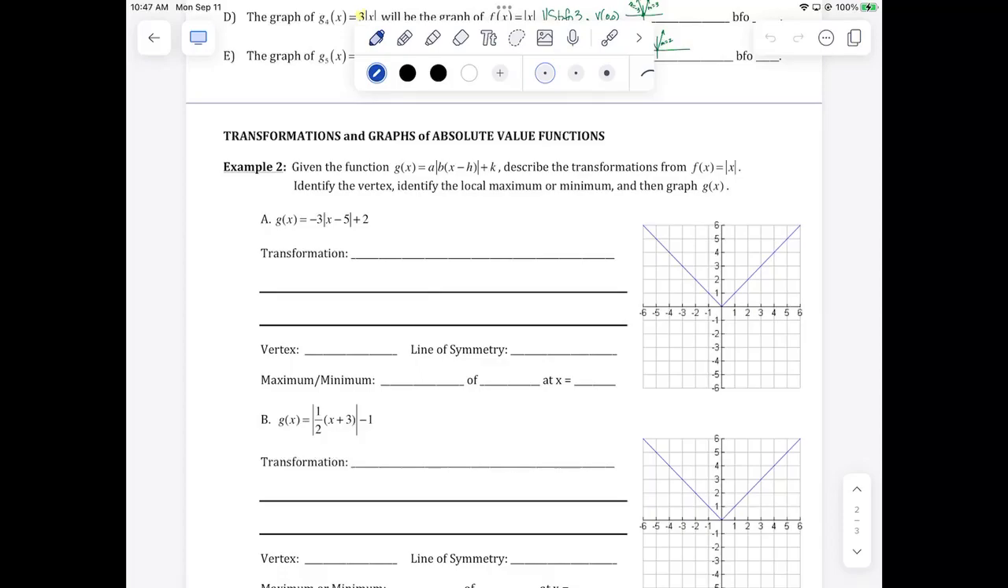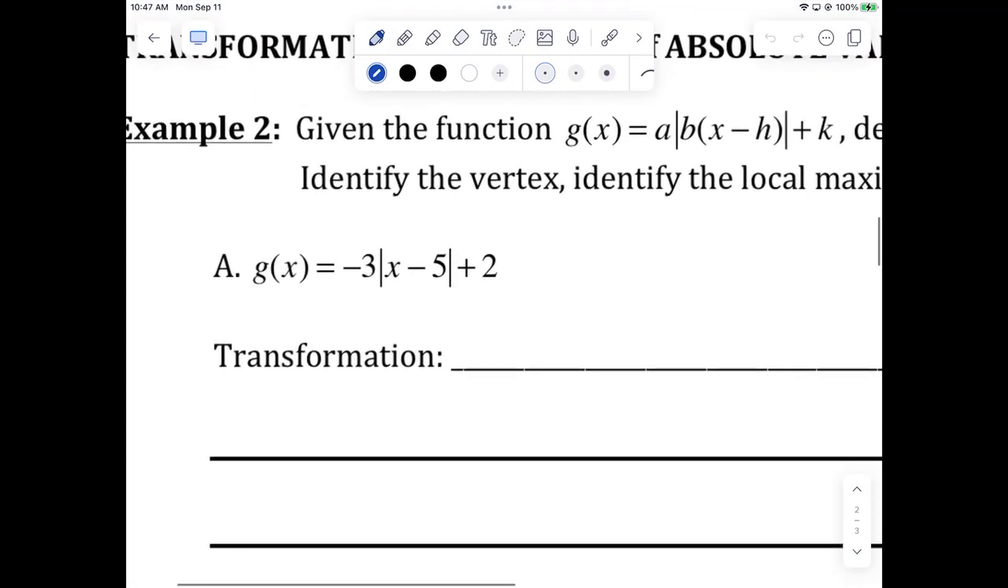All right, starting with example 2, after today's warm-up, this is going to be a piece of cake. We'll breeze through this, watch. Given the function g of x equals that, describe the transformations, identify the vertex, the local maximum. We didn't do that in the warm-up, and then graph it. Okay, so let's describe the transformations first.